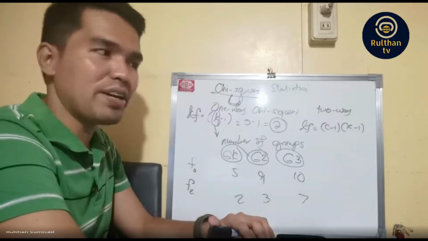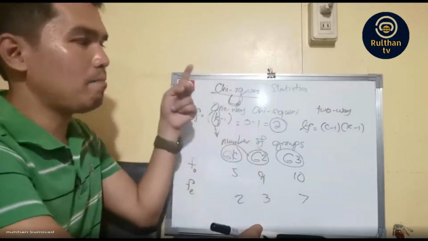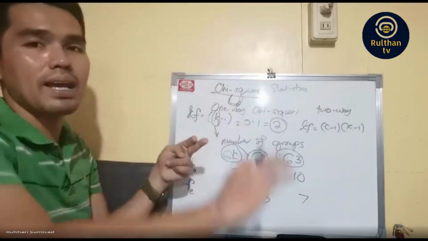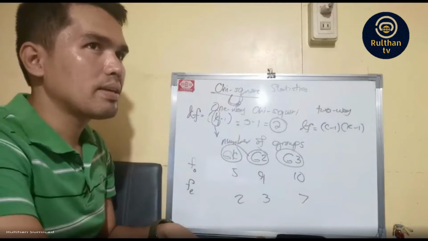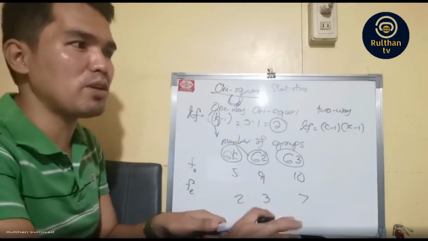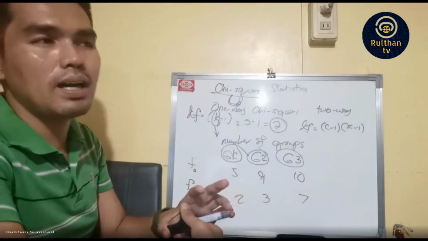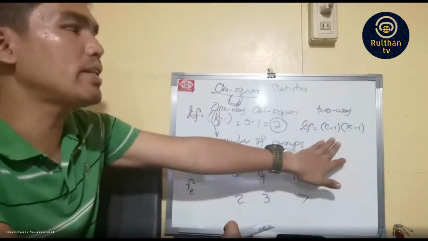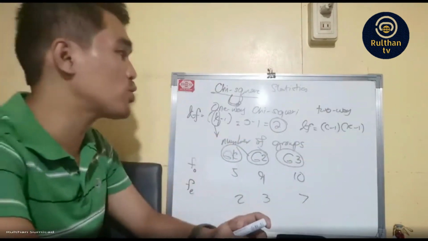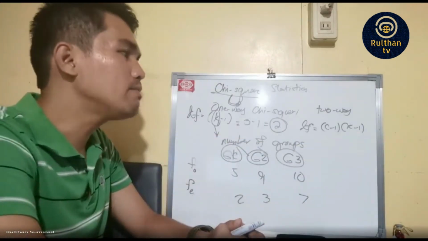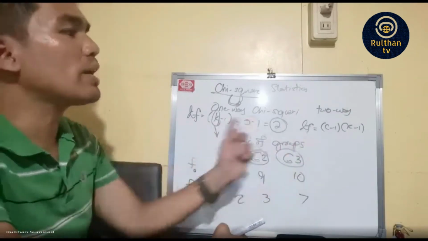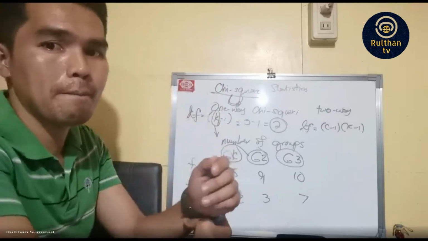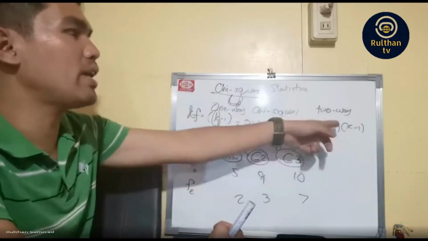For example, if you're looking into sex, male and female, and then there are two, three variables involved. For example, if you compare the level of the Likert scale 1 to 5 versus male and female, the degree of freedom is computed this way if you're going to impose chi-square statistics. Okay? So these are the two ways to compute the degree of freedom. This is for the one-way chi-square and then the two-way chi-square.